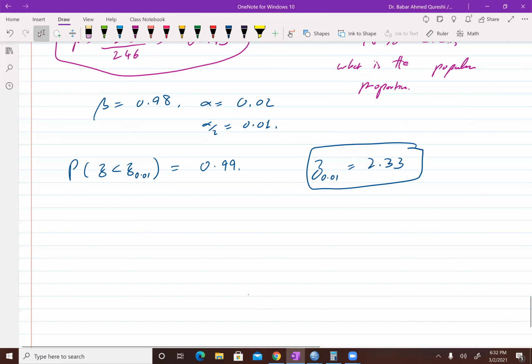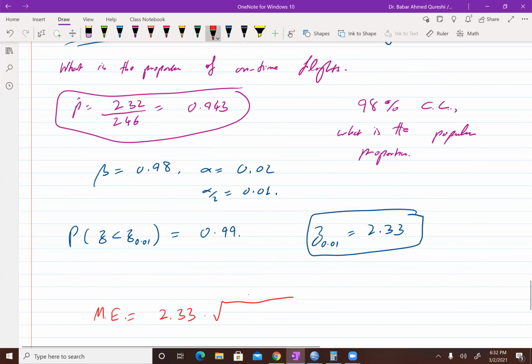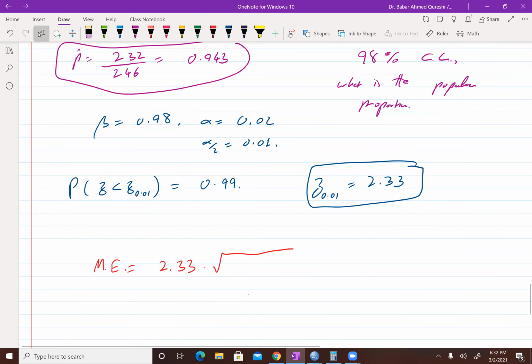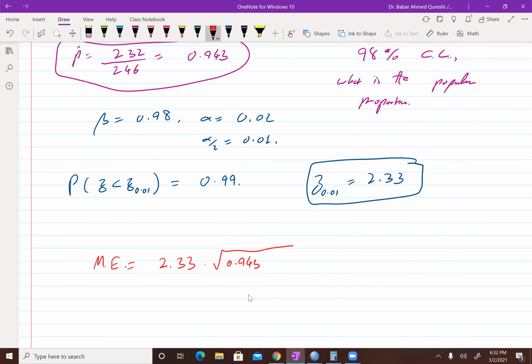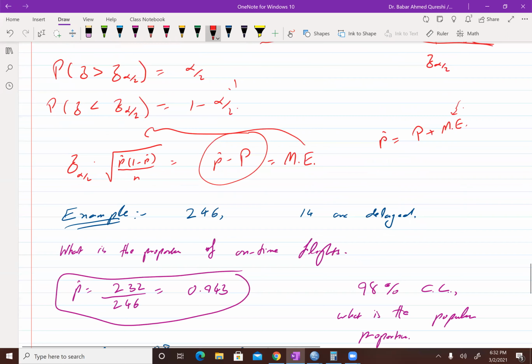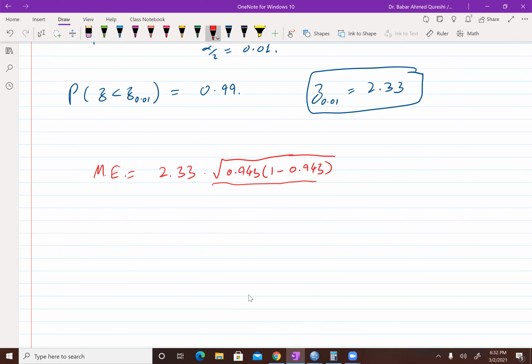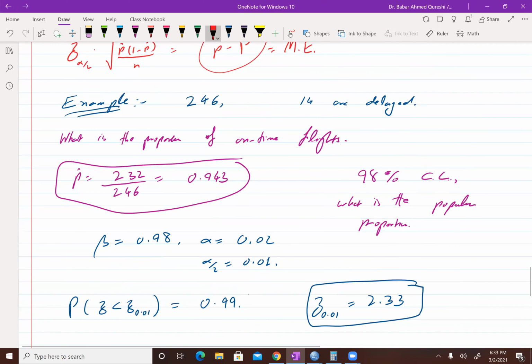And then to compute the margin of error, you have 2.33 times the square root of the proportion, which was 0.943, times 1 minus 0.943, divided by n, the sample size, which is 246.